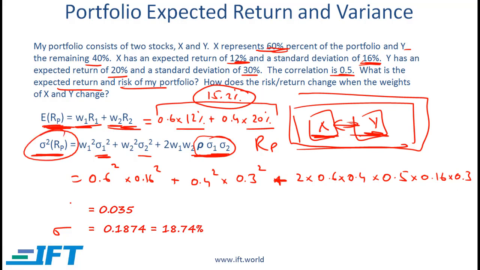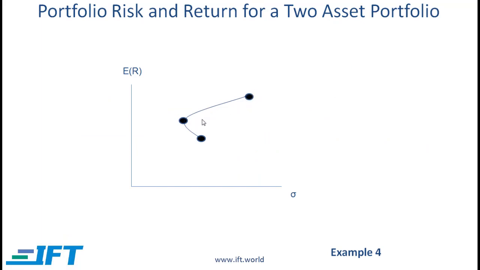We can also do the calculations for other weights. For example, if the weight is 100% X, then we'll have a situation where the expected return of the portfolio is 12% and standard deviation is 16. As we add more and more of Y, the expected return and the standard deviation is going to change. If you run through this exercise at different weights, roughly speaking, here is what you will get.